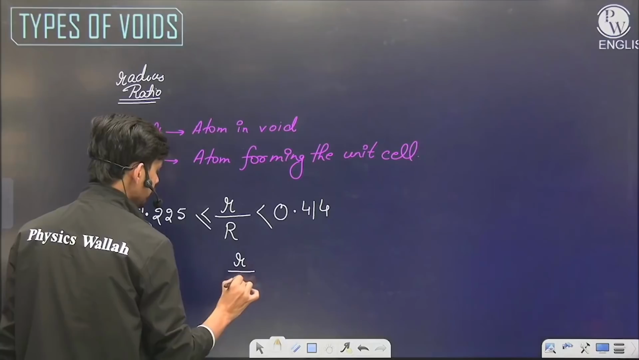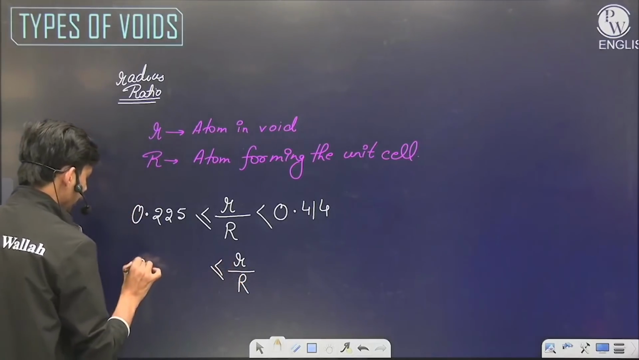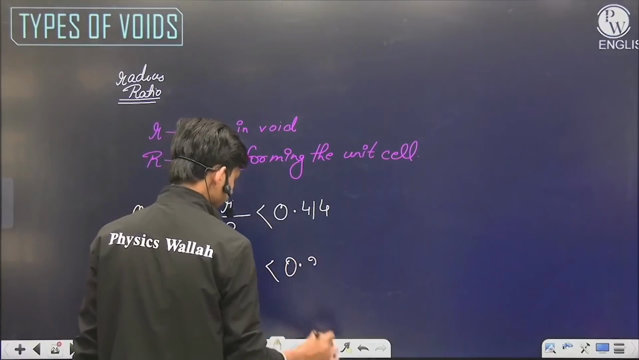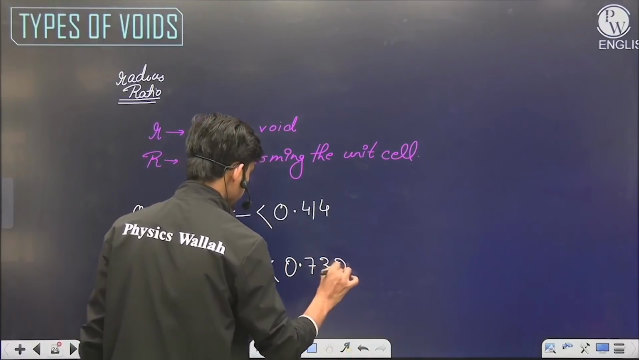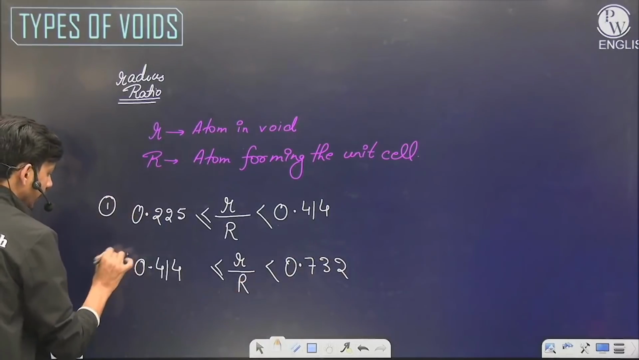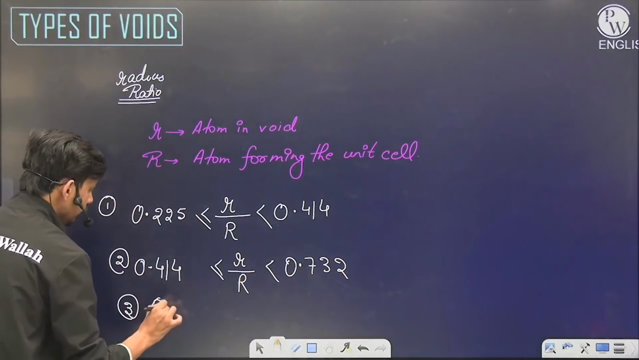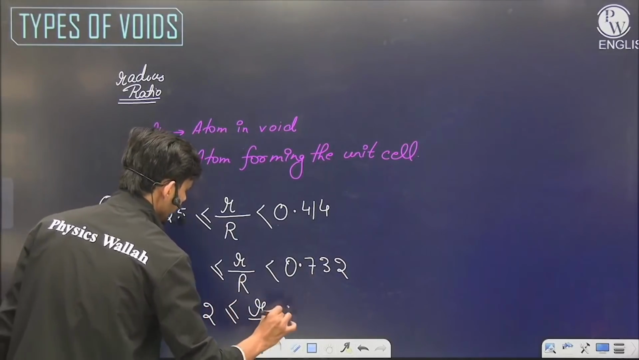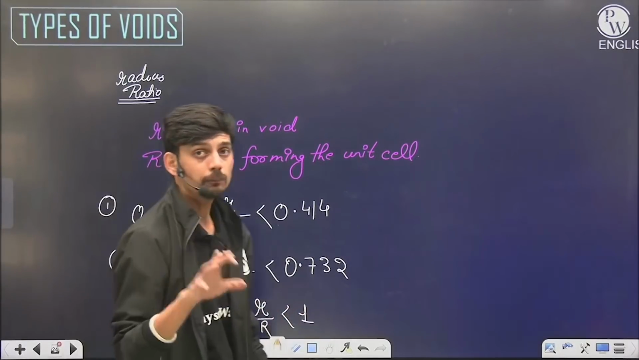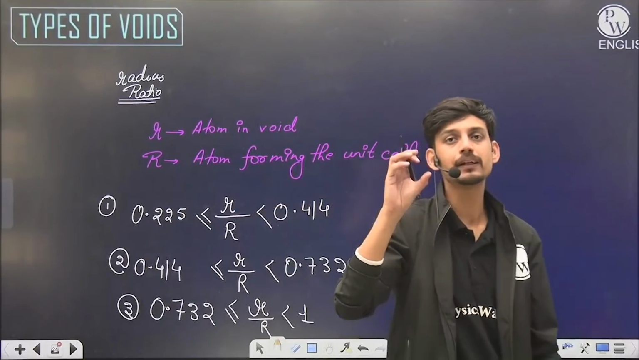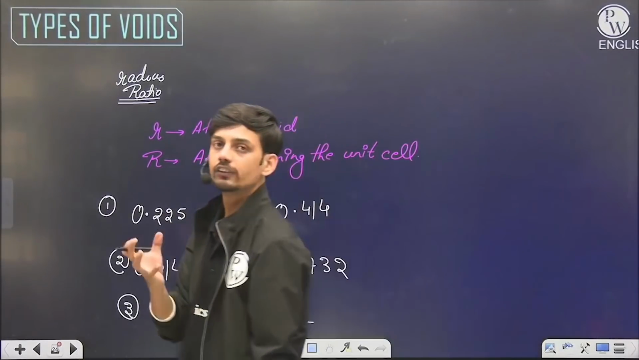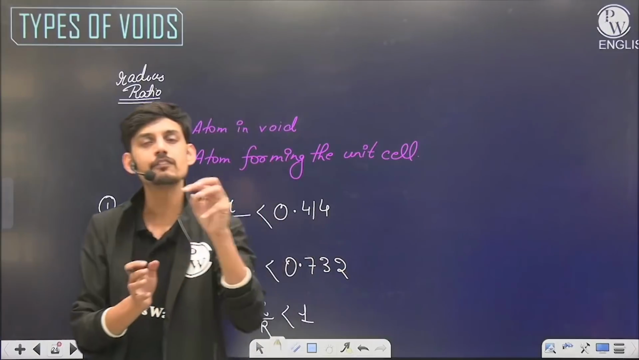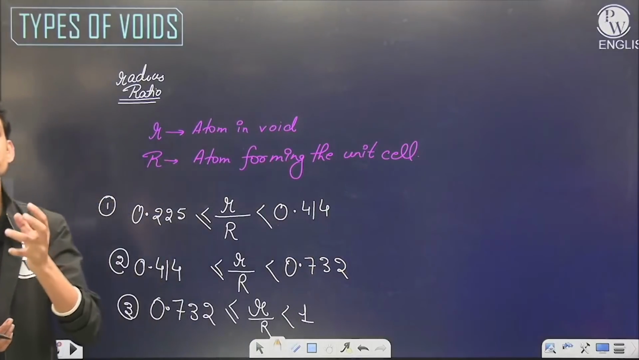If the range is between 0.414 to 0.732, this is the second slab. And if the range is between 0.732 and 1, this is not possible, because the atom present in the void would be bigger than the atom forming the unit cell. It is not possible that an atom bigger than the atom forming the unit cell can be fitted into a void. The void atom must be smaller, always.